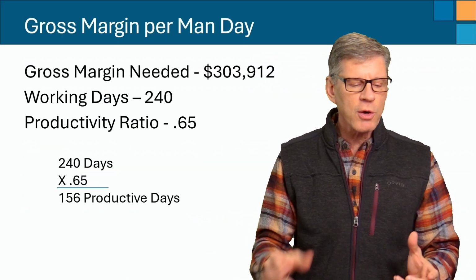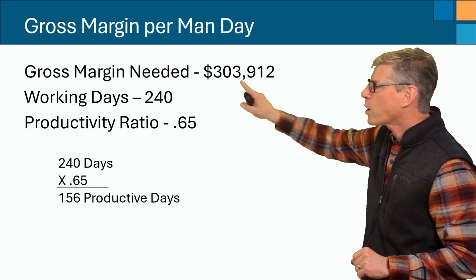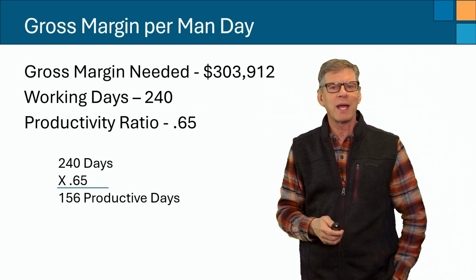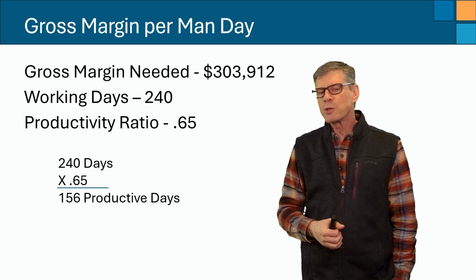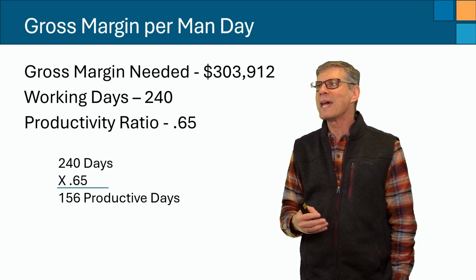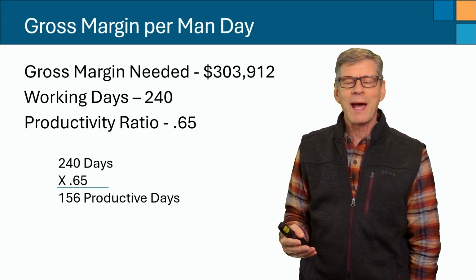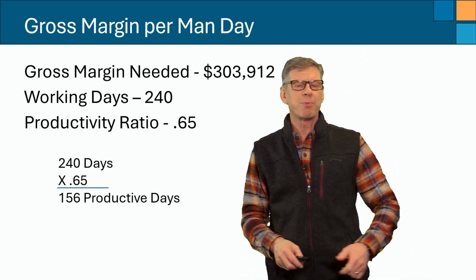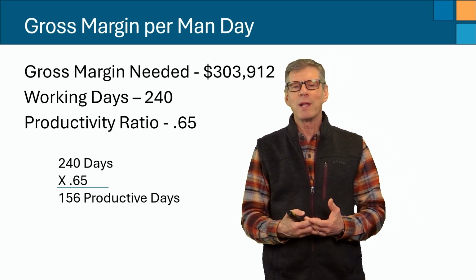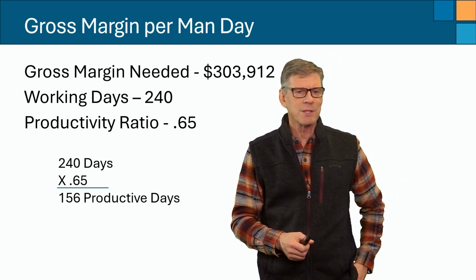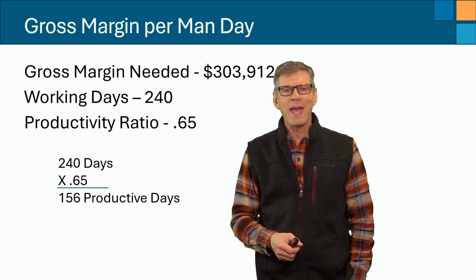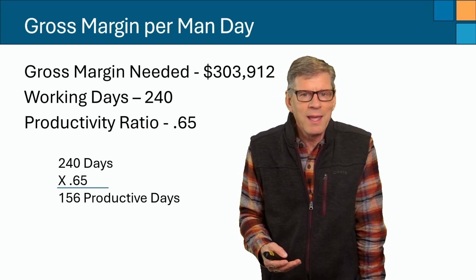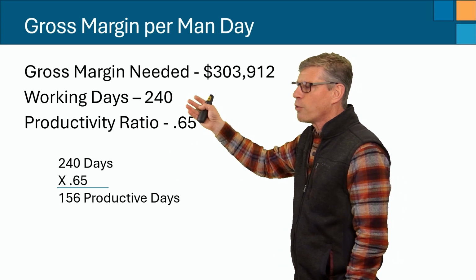So when I tally those three items up, that gives me a required gross margin before net profit of $303,912. Right? So then we also need to know, how many days are we spreading that over? Now, for a typical year, there's about 240 working days per year. But let's be real, not all of those are productive working days. If you don't have an install or a job that you're going to complete every single day, well, then it's not 240 days, right?